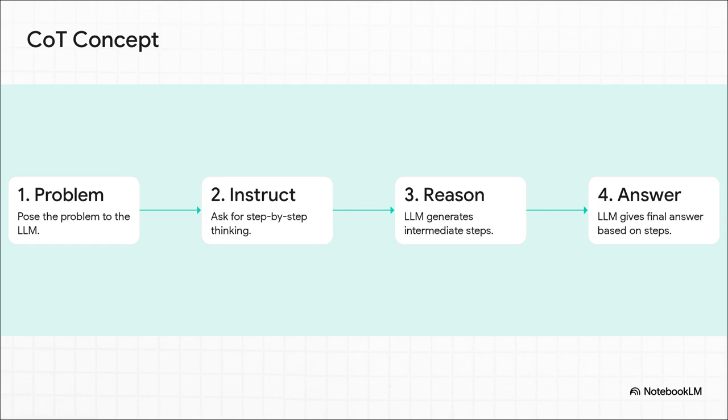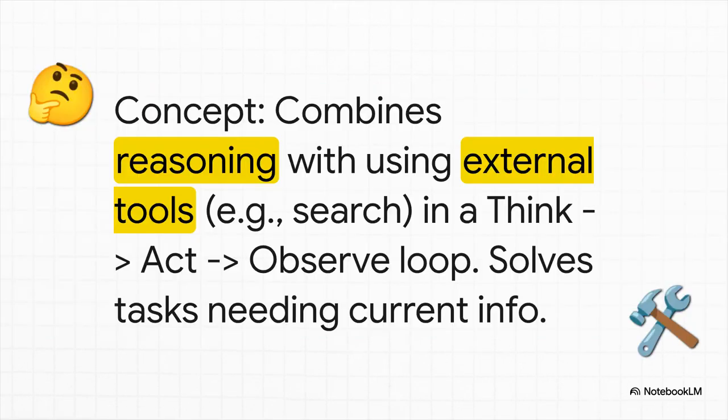Breaking it down like this often helps it catch potential errors in logic or calculation. And you know what can make this even stronger? Combining it with few-shot prompting, where your examples also show that step-by-step thinking process. Now, taking this idea of reasoning even further is something called the REACT framework. REACT stands for Reason and Act. It's pretty clever because it lets the LLM not just think internally, but also interact with the outside world using tools. Maybe run a web search, use a calculator, or call an API.